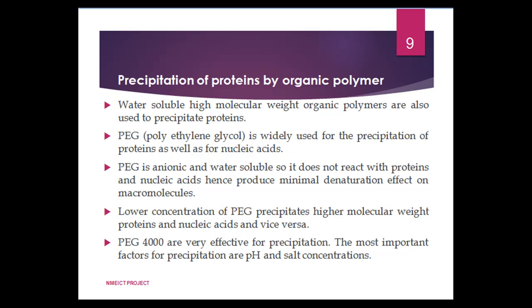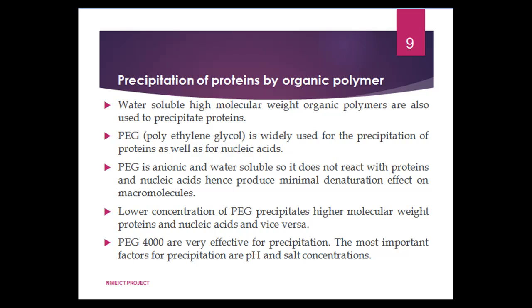PEG is anionic and water-soluble, so it does not react with proteins and nucleic acids, hence produces minimal denaturation effect on macromolecules. Lower concentration of PEG precipitates high molecular weight proteins and vice versa. PEG with different molecular weights is available, but PEG with molecular weight more than 4,000 is very effective for precipitation. The most important factors for precipitation with this are pH and the salt concentration.